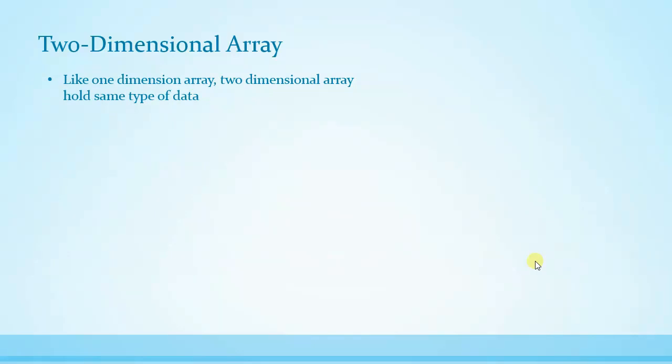Like a one-dimensional array, a two-dimensional array can also hold only one data type, the same data type. Suppose if we store an integer in one cell, then all cells will hold integers only. So if we store an account object in one cell, then all cells of the two-dimensional array will hold account objects.